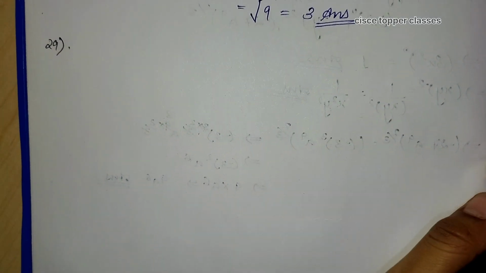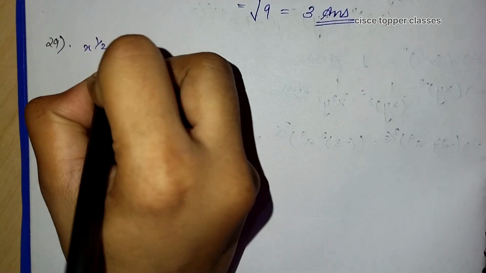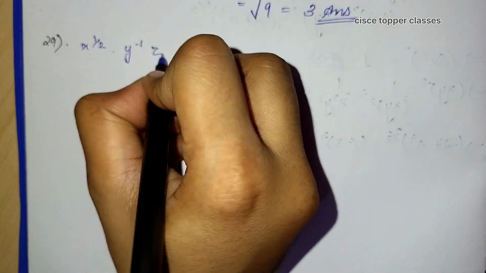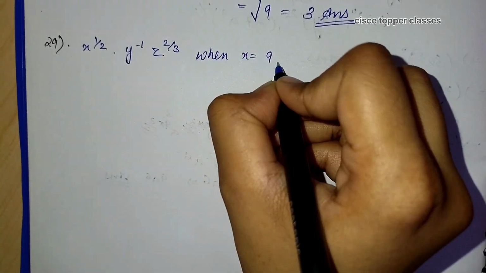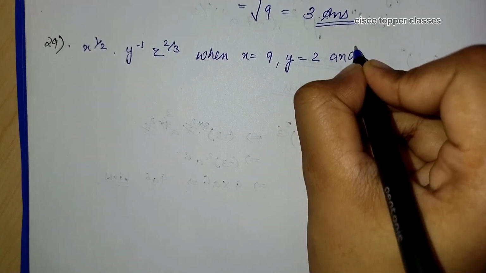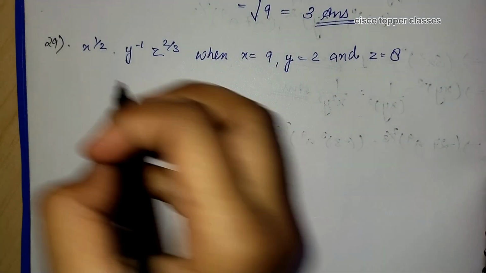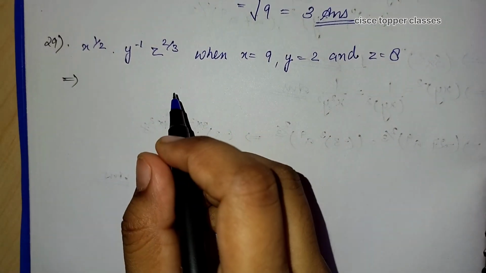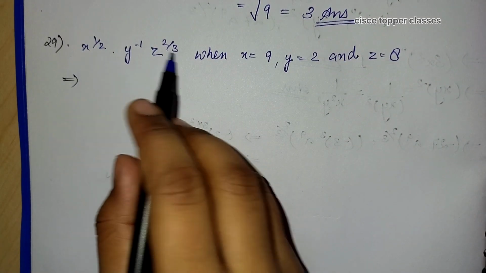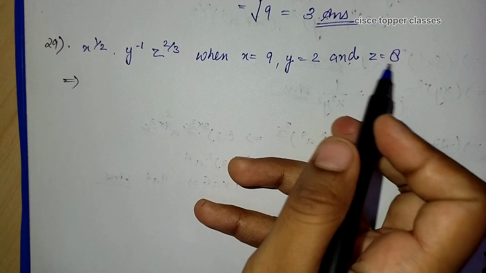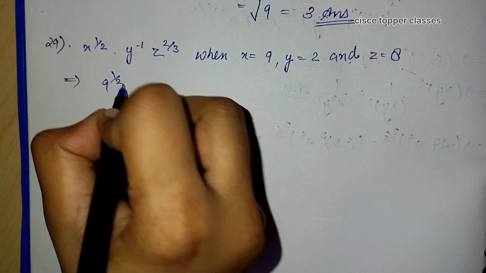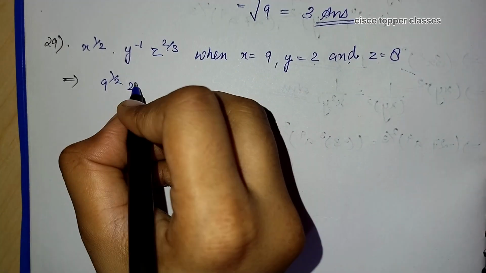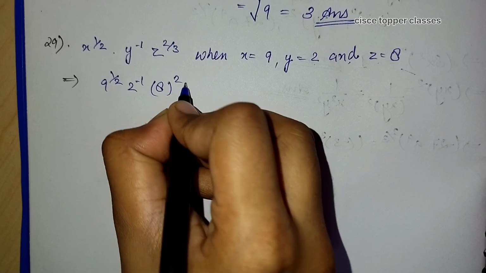Now let us solve the 29th question, which says that evaluate x to the power 1 by 2 and y to the power minus 1, z to the power 2 by 3, when x is equal to 9, y is equal to 2 and z is equal to 8. We have to evaluate the value of this part. So x is equal to 9, y equal to 2 and z is equal to 8. Let us put the values here: 9 to the power half and 2 to the power minus 1, 8 to the power 2 by 3.